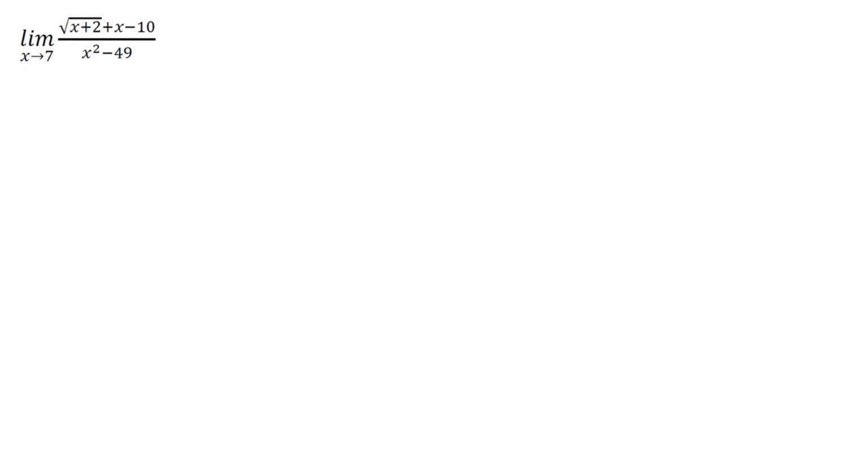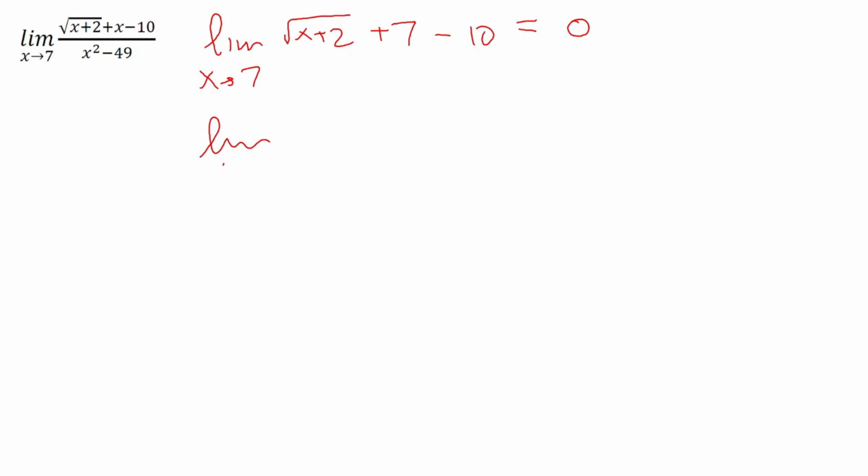All right, for our next one here, we've got the limit as x approaches 7 of root x plus 2 plus x minus 10 over x squared minus 49. So we've got options here again, but I think the easiest thing to do here is going to be to use L'Hopital's rule this time. The limit as x approaches 7 of root x plus 2 plus x minus 10, right? That's the square root of 9, which is 3, plus 7 is 10, minus 10 is 0, right? And the limit as x approaches 7 of x squared minus 49 is also equal to 0.